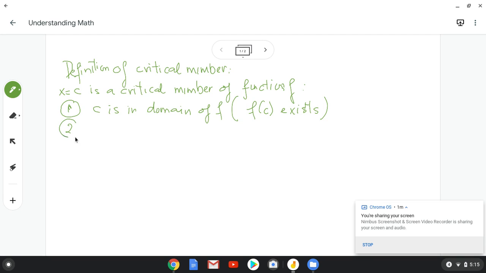And the second condition has two parts. f prime of c, the derivative of the function at c, is equal to 0, or the derivative of the function at c does not exist. Okay, so let me go back. So this is the definition of critical number.